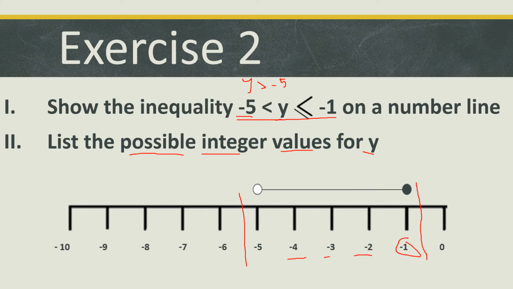So as we know that we have a limit here, which is -1, but -1 would be included because y is less than or equals to -1. So we aren't sure that y is equals to -1 or is less than -1. So we are just going to circle the -1 as well. So the possible integer values for y are -4, -3, -2, and -1.